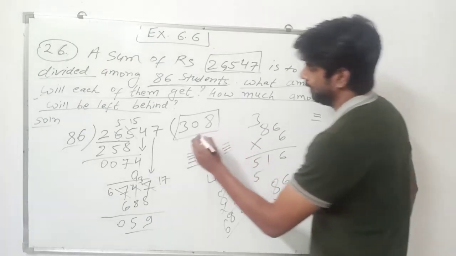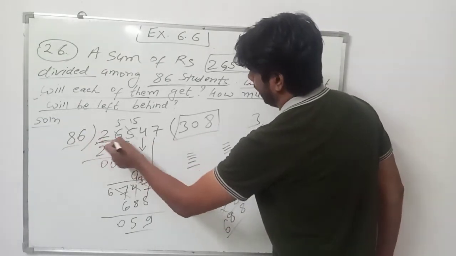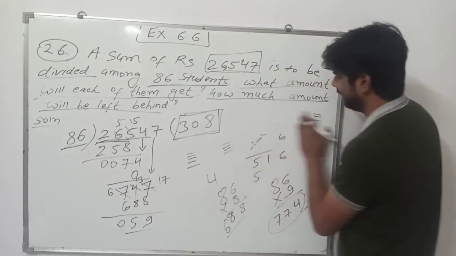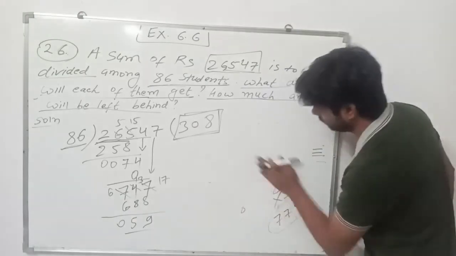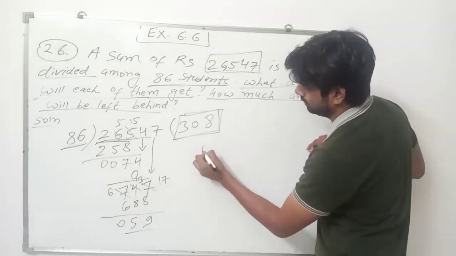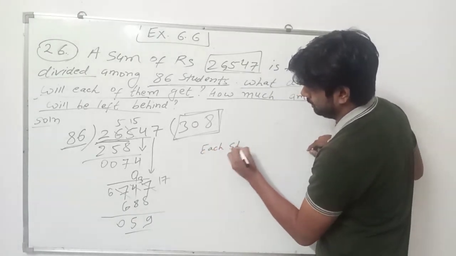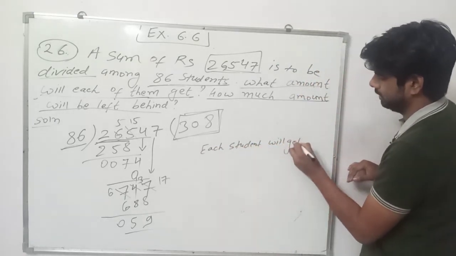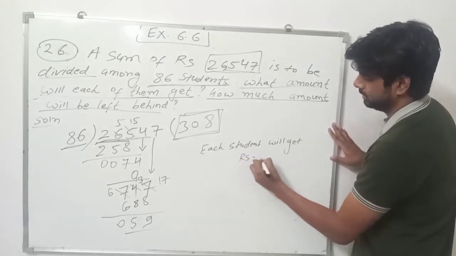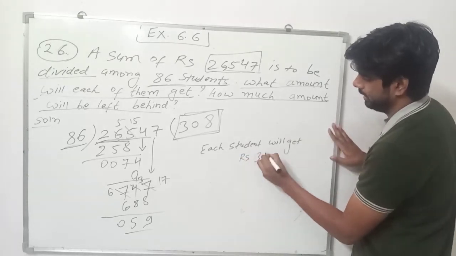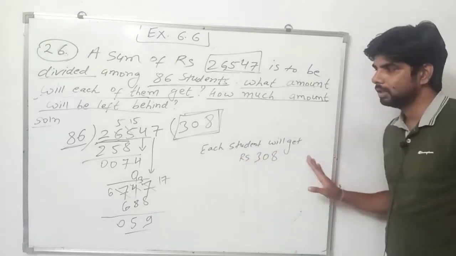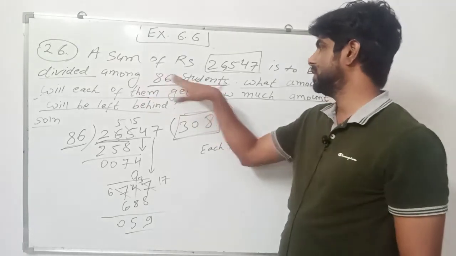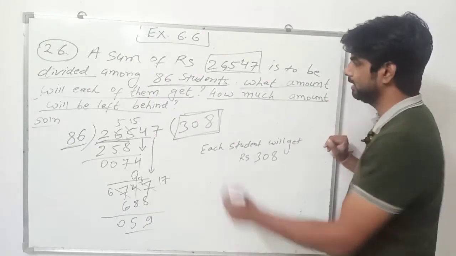If we divide this amount by 86, what do we get as our quotient? 308. So what will be our answer? Each student will get rupees 308. So this is our quotient, and this will be the amount which each student will get.